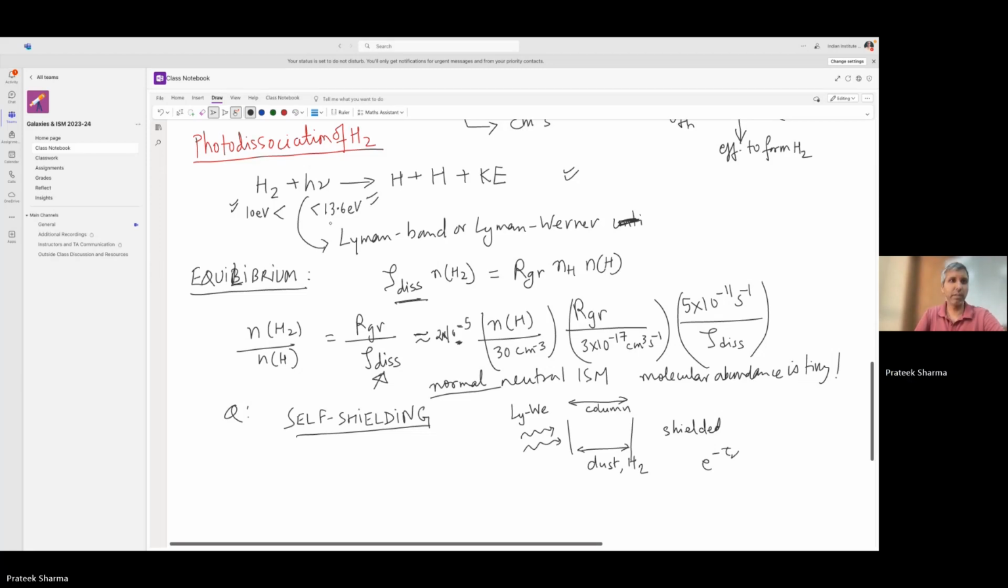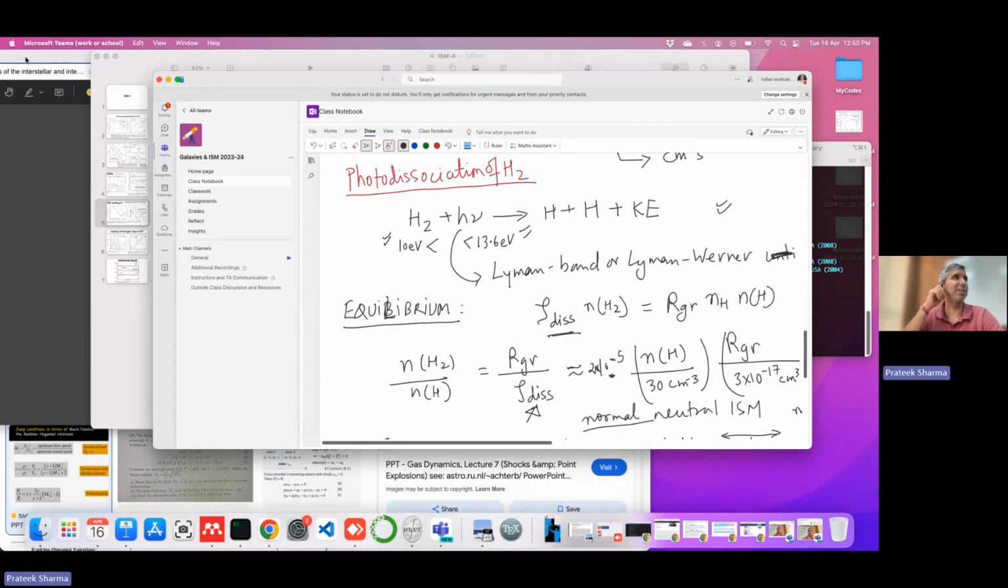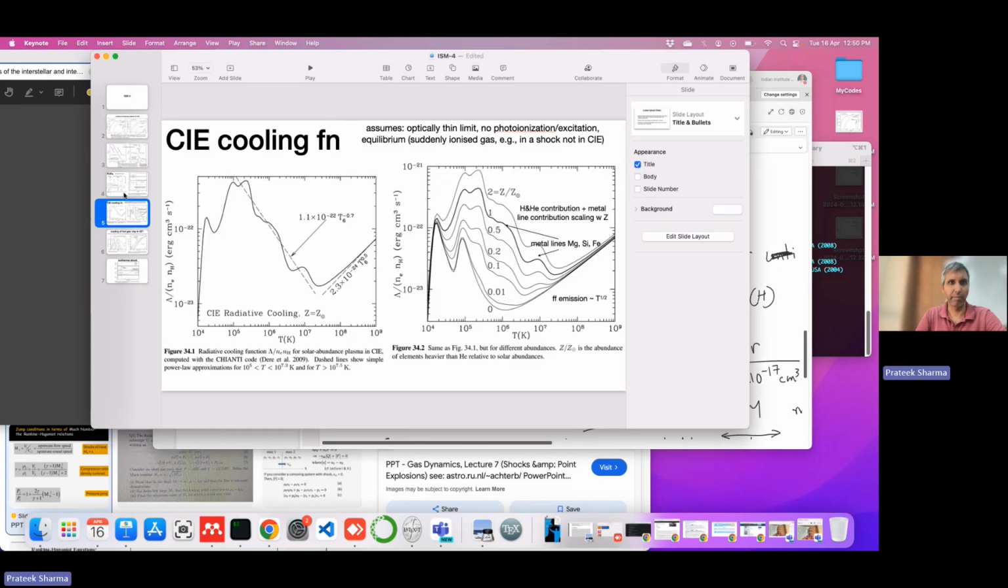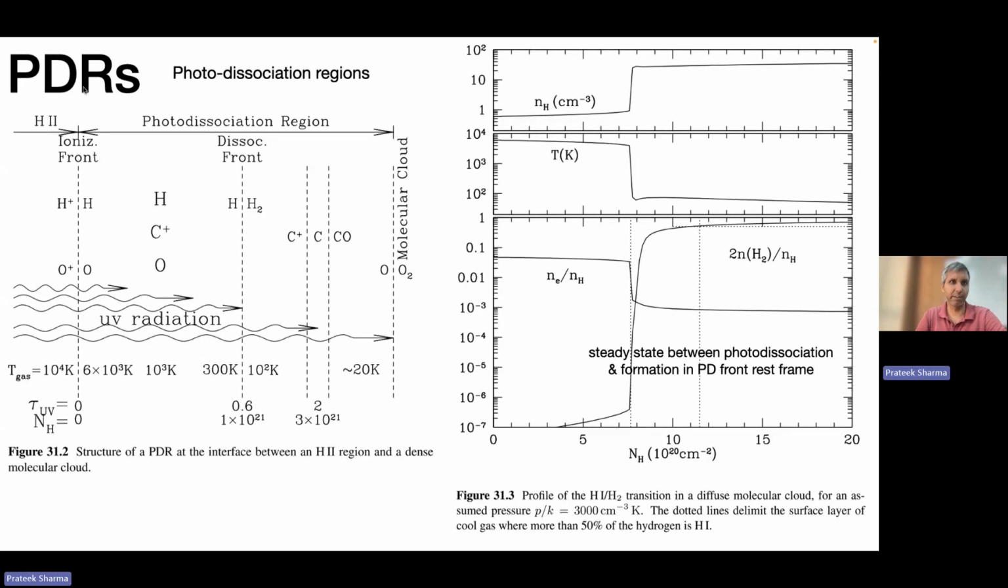I'm actually not going to do the mathematics, but let me actually show you how the structure of a photodissociation region looks like. Here. So photodissociation region. So let's see. So there is a massive star here, an O star, say. It creates an HII region, the Stromgren sphere. Okay, so this dashed line here represents the HII region.